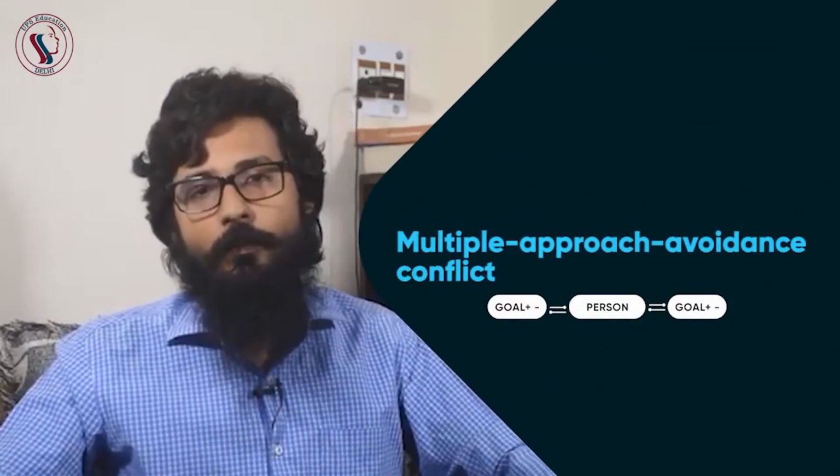And at the end, the fourth type of conflict is double approach avoidance conflict, right? This is the extension of approach avoidance conflict, but there are two goals. In approach avoidance conflict, there was one goal. In double approach avoidance conflict, and sometimes we can say multiple approach avoidance conflict, that means there are more than one goal, and each and every goal contains a few positive and a few negative features.